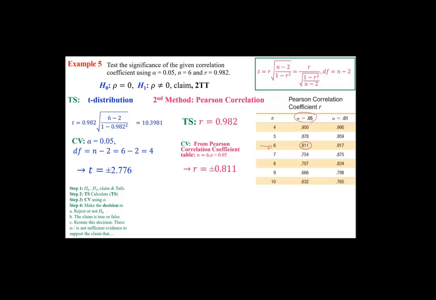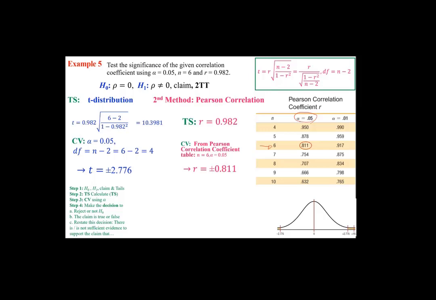Okay. Now, to make a decision, let's look at graphs. So if we look at the graph for the first one, notice what happens. You have t equals plus minus 2.776. We have that. And look at the test statistic. The test statistic is way into the rejection region, 10.398. So it's way into the rejection region. You're going to reject that if you use the t-distribution, class. I hope it's clear.